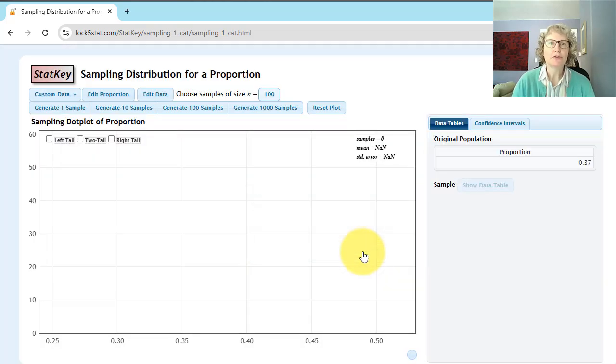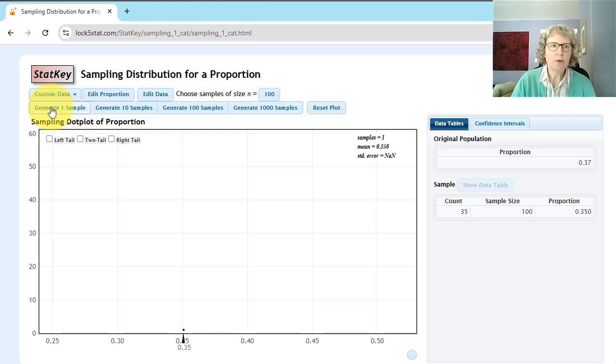Okay, and it's very similar to how we did the original baseball problem, right? But this is a proportion instead of a mean. There are some data sets that you might be directed to in a question, or you can do Edit Proportion and put in any proportion, which is fantastic. Again, we can generate one sample, which is saying I'm taking one random sample of size 100 from this population. I happen to get 35 out of 100, so that's 0.35. Here we can see our population proportion is 0.37, so you can always double check it right there.